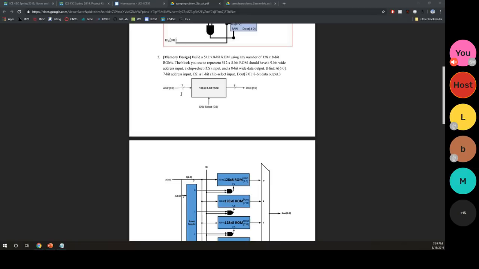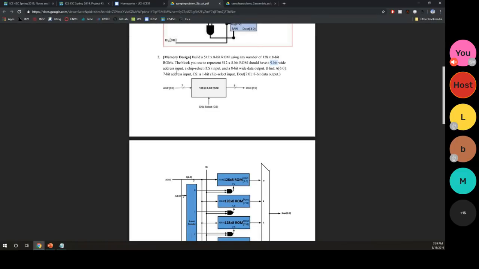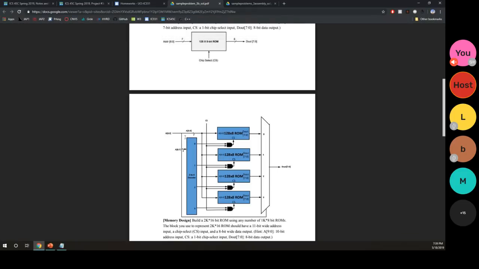And that means we have a 7-bit memory. If we need to increase it to a larger size, say 512, well, 512 needs a 9-bit wide address input. Originally we take those 9 address bits, and then we take 2 of them, because we are only allowed to put 7-bit memory addresses into each individual 128 ROM.